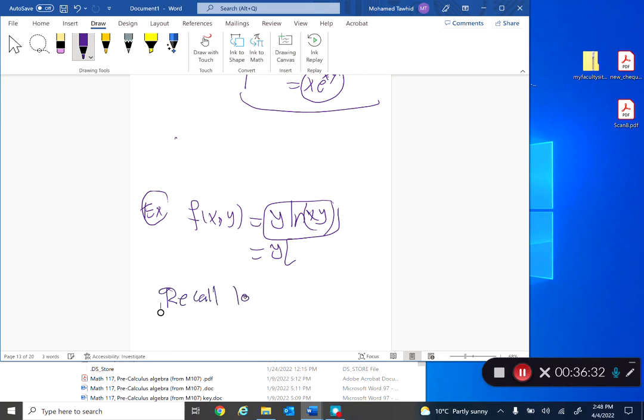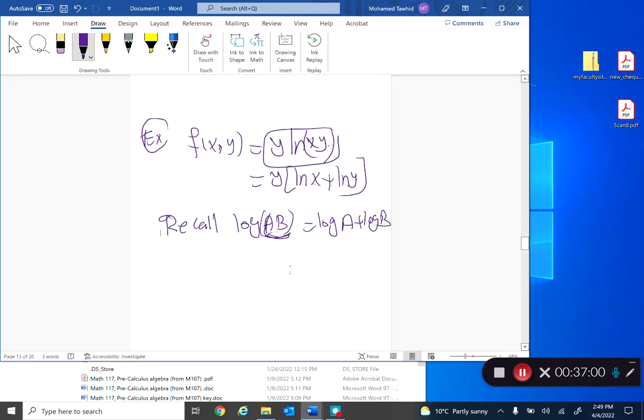You have log a multiplied by b. It will be log a plus log b, right? So here you have y. If you have log x multiplied by y, can I write it as log x plus log y? Yes, you can. So ln x multiplied by y will be log x plus log y, because if you have log a multiplied by b, it will be log a plus log b.